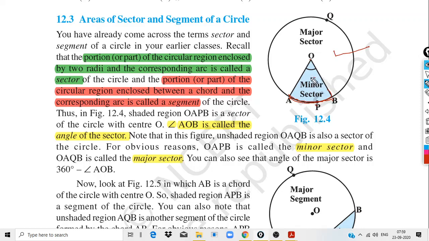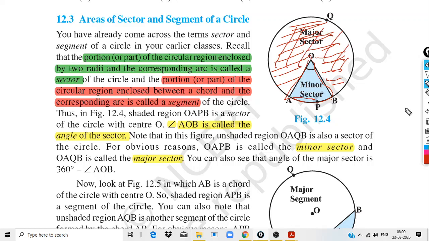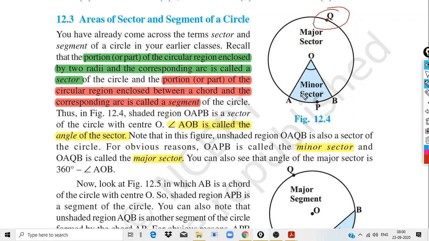Now one more thing, there is a minor sector and there is a major sector. Now you see, OAPB is the minor sector. And which will be the major sector? Major sector will be this portion, the total remaining portion. So what will be the name of this major sector? We can give a point anywhere in this circle, say name it Q. Now OAQB, OAQB will be the major sector.